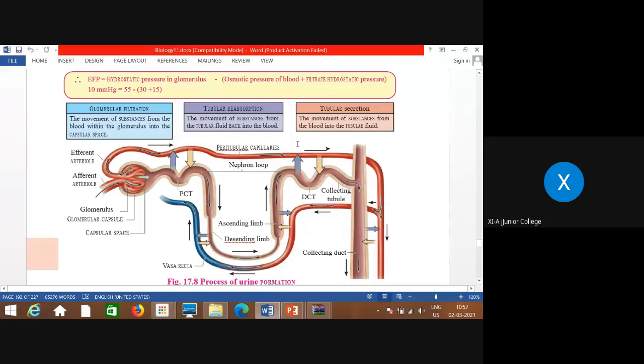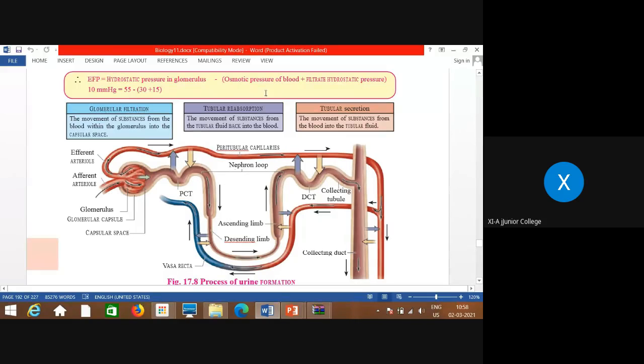Now I will repeat this part again. Glomerular filtration takes place in the Malpighian corpuscle, and tubular reabsorption takes place in the PCT and loop of Henle, whereas tubular secretion takes place in the DCT and collecting tubule. So what does hydrostatic pressure in the glomerulus mean? The pressure which is created because of the difference in the afferent and efferent arteriole is called hydrostatic pressure in the glomerulus. This minus the osmotic pressure of blood and the filtrate hydrostatic pressure.